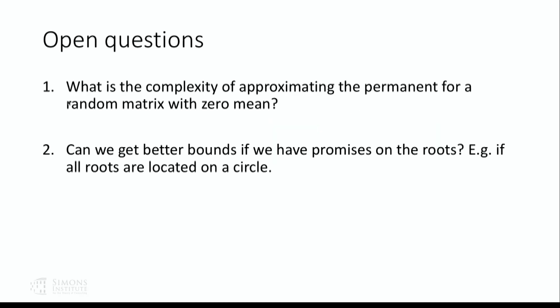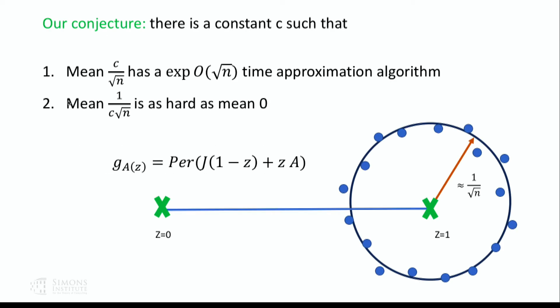Okay, so I want to point out two open questions. Well, the first one is basically the complexity of approximating the permanent with zero mean and variance 1. Well, what can we say about this? So let me tell you what we believe should be true.